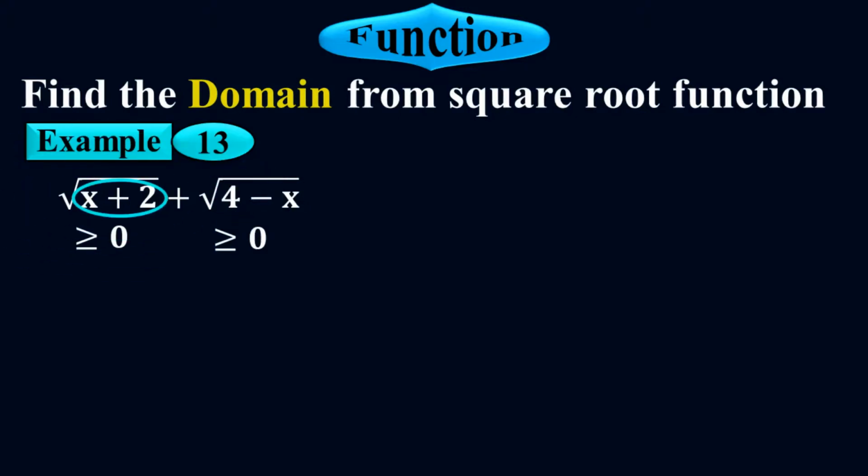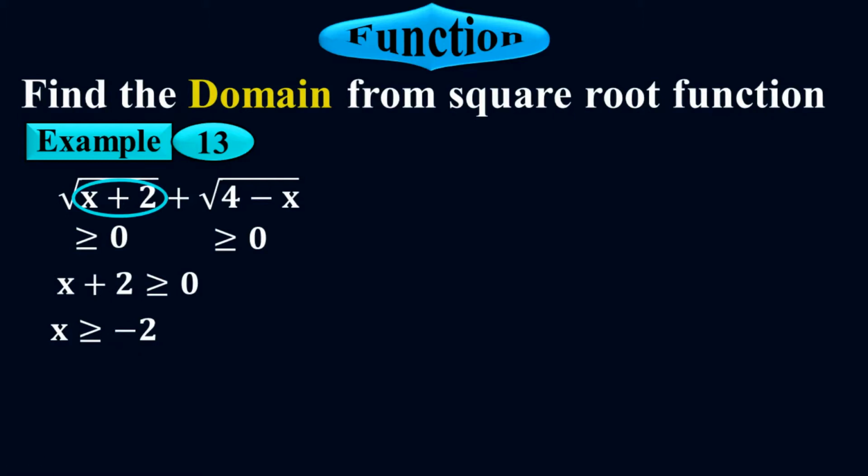Let me take x plus 2 first, which is equal to 0 or greater than 0, which means that x equals negative 2 or greater than negative 2. Because this positive 2 will go on the other side, it is exactly like x plus 2 equals 0, where x equals negative 2. Same thing applies here. So my condition will be x can be negative 2, but must be greater than negative 2. It cannot be less than negative 2.